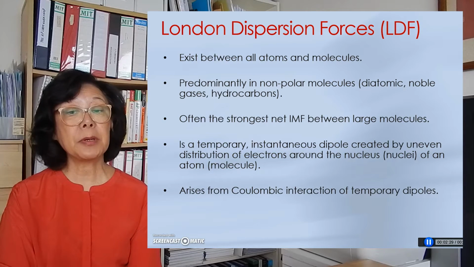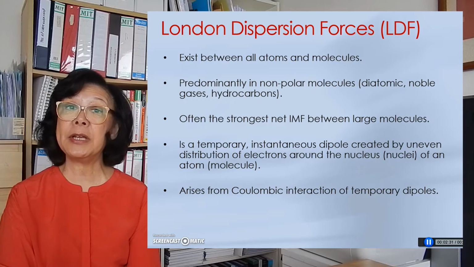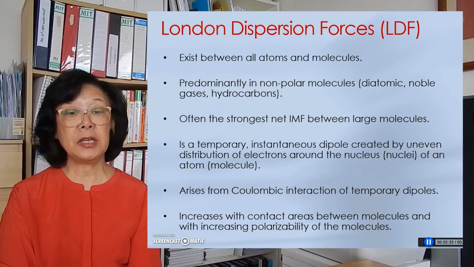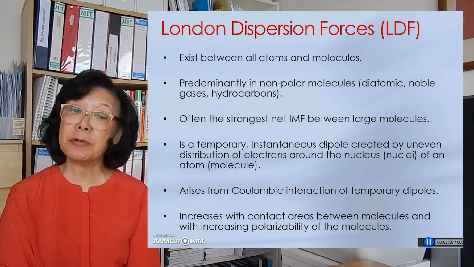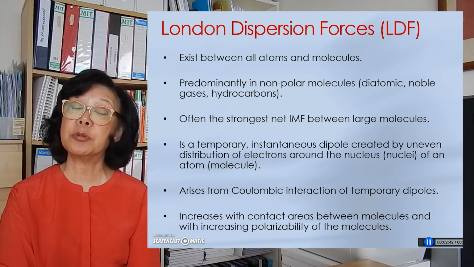It arises from Coulombic interactions of temporary dipoles, and it increases with contact areas between molecules and with increasing polarizability of the molecules, which means the ease to move the electrons.